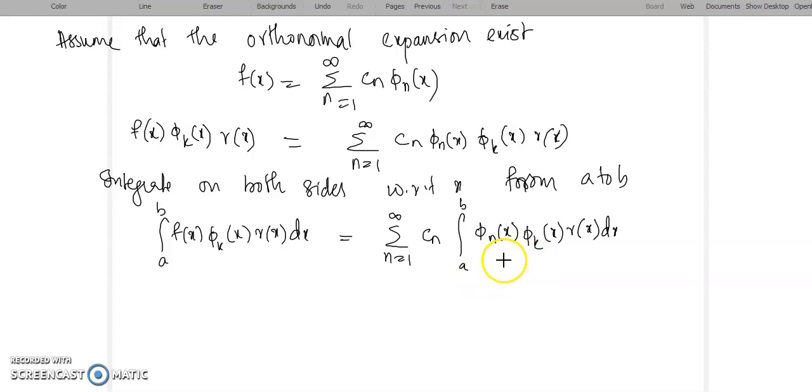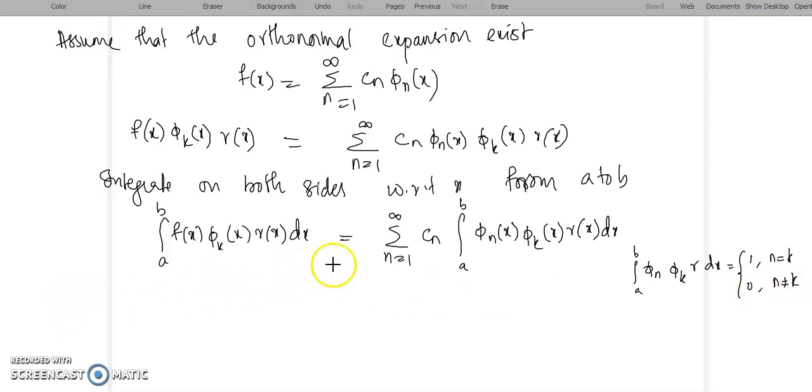Okay. And now, the phi n's are orthonormal functions. So when n is equal to k, the value of the integral will be 1. And when n is not equal to k, the integral will be equal to 0. So this integral a to b phi n phi k r dx will be equal to 1 when n is equal to k, and 0 when n is not equal to k.